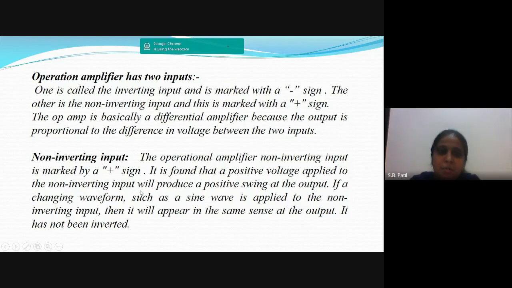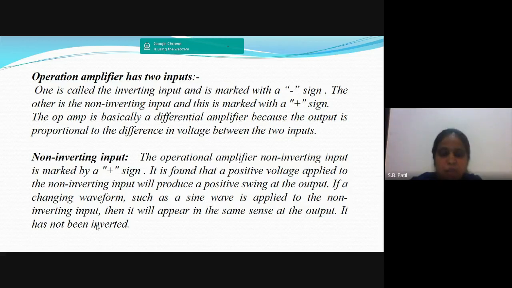If a changing waveform such as a sine wave is applied to the non-inverting input, then it will appear in the same sense at the output. It has not been inverted. That means if we apply a sine wave at this non-inverting input, then the output will be a sine wave. Only the wave is amplified.